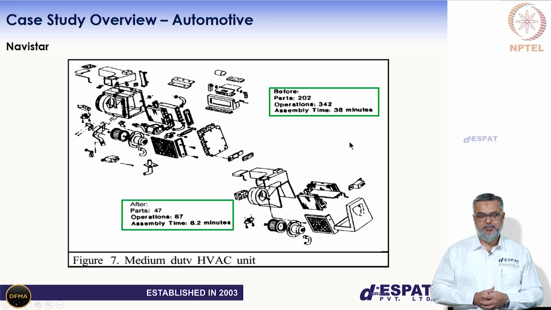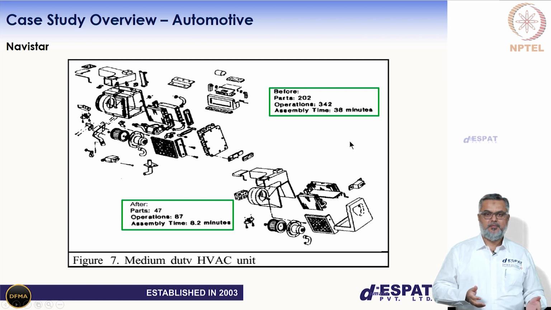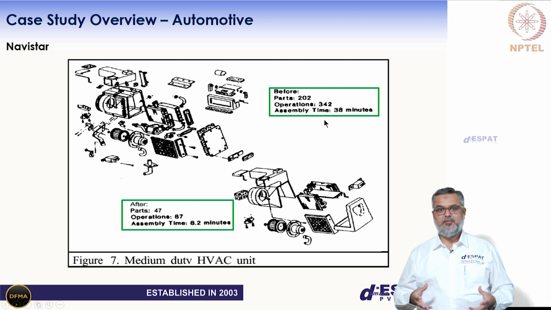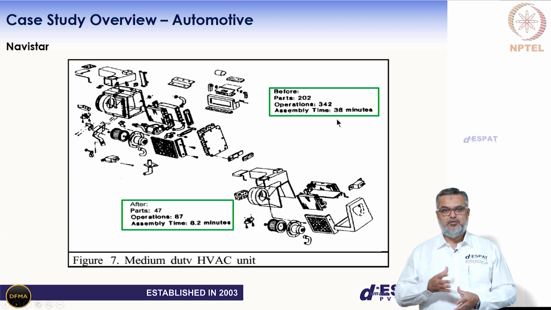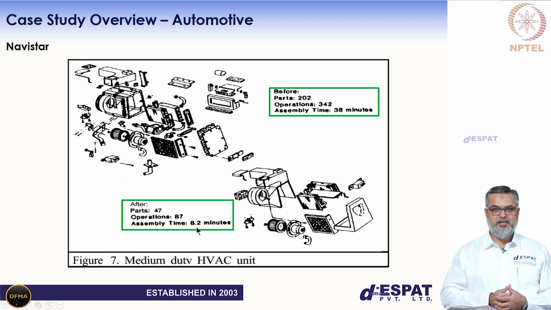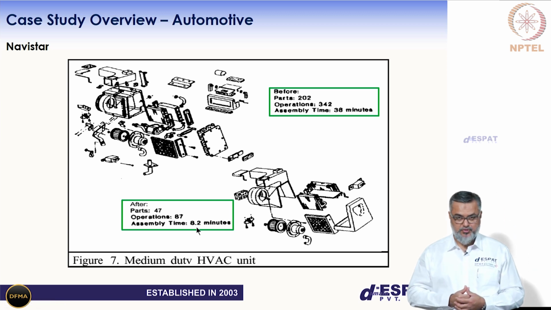Let us say an example from the automotive space, a product like an HVAC unit which used to take about 202 parts in the bill of materials, assembled in 342 steps, with each assembly taking about 38 minutes on the shop floor. Through a few revisions, DFMA built it as a 47 part assembly, assembled in 87 plus steps and less than 8.2 minutes.